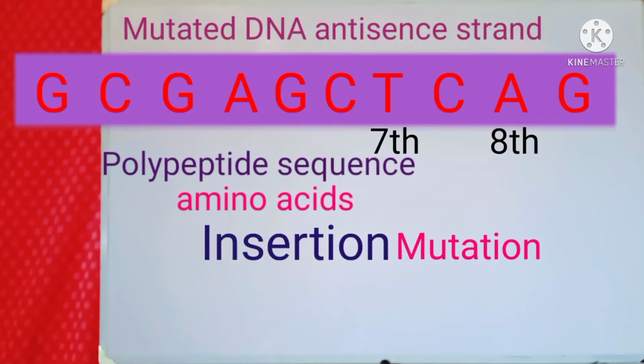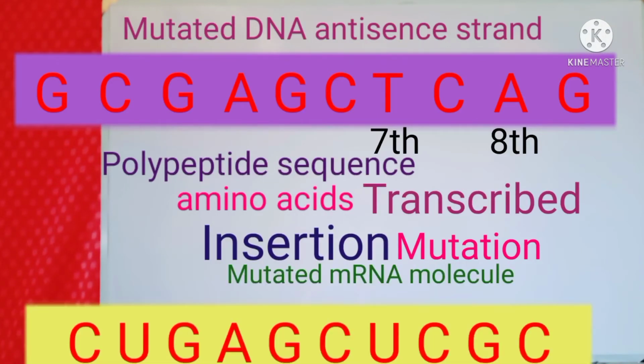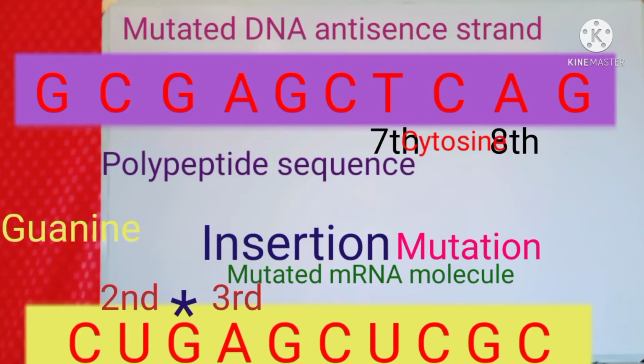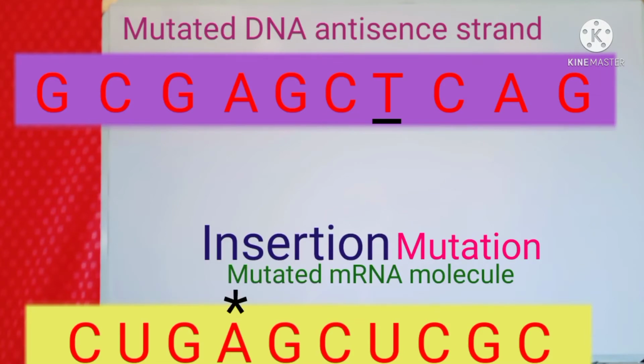When this molecule is transcribed, we form this mutated messenger RNA molecule. The reason for its mutation is that it contains this guanine between the 2nd and the 3rd nucleotide. So the guanine becomes a cytosine. The complement of A is U, the complement of T is A, the complement of C is G, the complement of G is C, the complement of A is U, and so forth. This is the 5' end of the messenger RNA, and this is the 3' end.